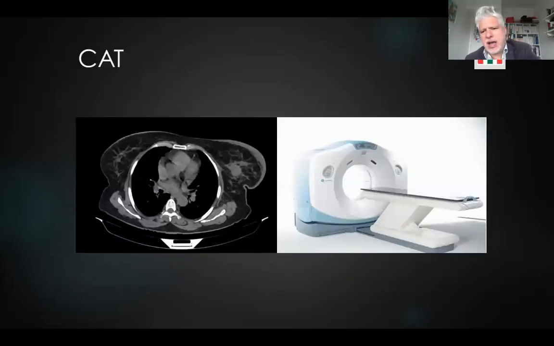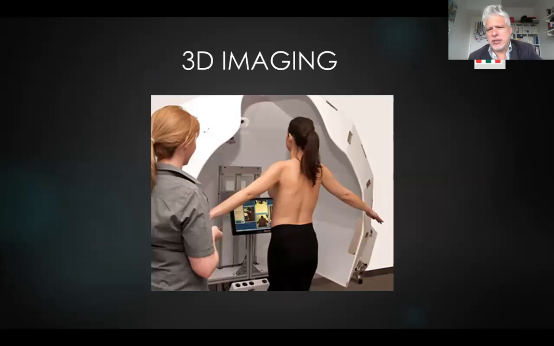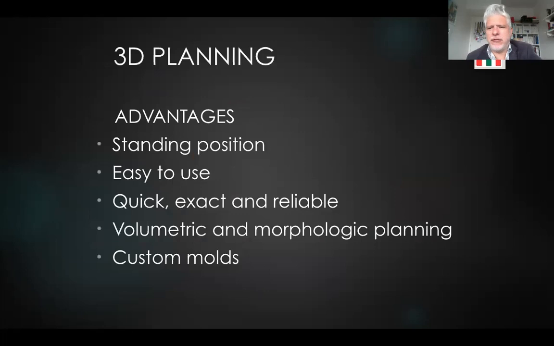The CT scan has a problem: this study is carried out with the patient lying down on her back. Therefore, the breasts are displaced laterally and the shape of the breast is completely different. The same happens with the MRI, which is carried out with the patient lying face down, and the breasts are hanging, and again, the breasts are completely different in terms of shape. The advantage of the 3D imaging is that the studies are carried out with the patient in standing position, therefore, the shape of the breast is the proper one.